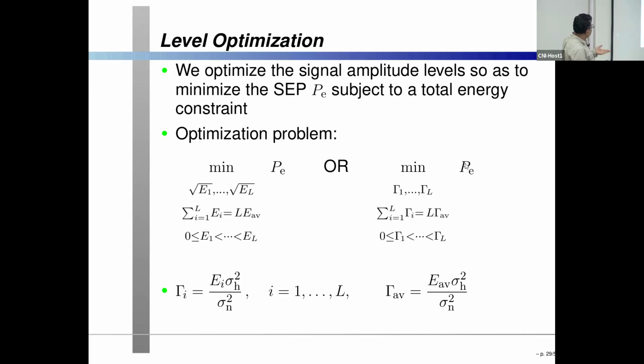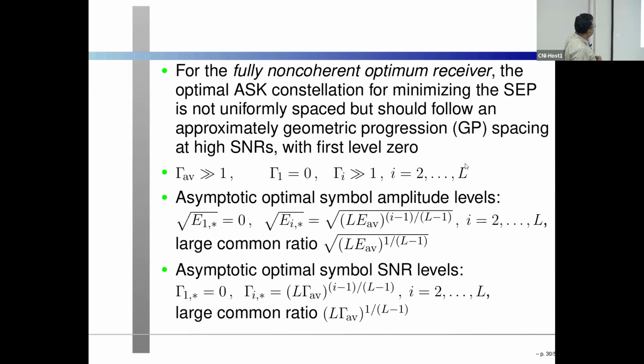Okay. So we are basically minimizing the SEP, they're equivalent problems. Either you minimize with respect to gamma 1 to gamma L or E1 to EL, doesn't matter. Root of E1 to root EL. And subject to a total SNR constraint or a total energy constraint, and of course, they will be in ascending order. And the first level may or may not be 0, okay, but it will be greater than or equal to 0, right. So if you do that optimization, I will not get into the details. Of course, you can do it numerically using any standard mathematical package such as MATLAB.